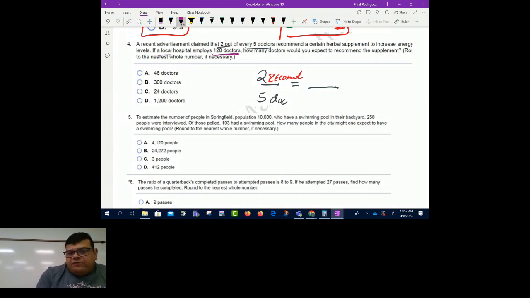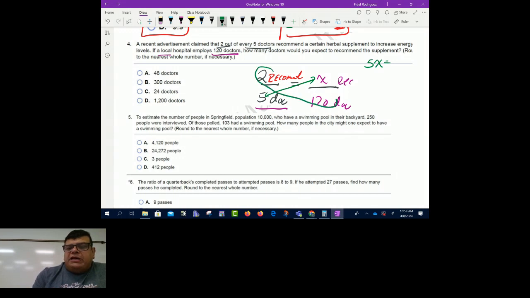Okay, look, guys, see how we put the total doctors on the bottom? We're going to put the total doctors on the top, and we're going to ask ourselves how many of those would recommend. That makes the x my variable. That's right. So look, y'all, we're going to cross multiply. So I'm going to go like this. 5 times x, boom, that's a 5x.